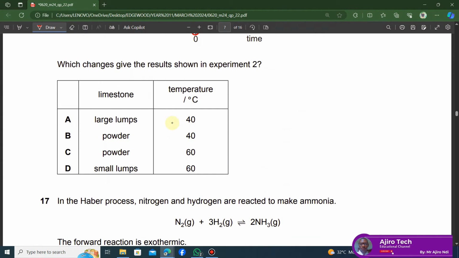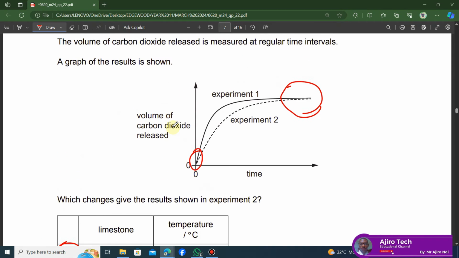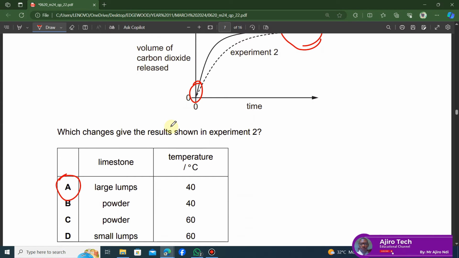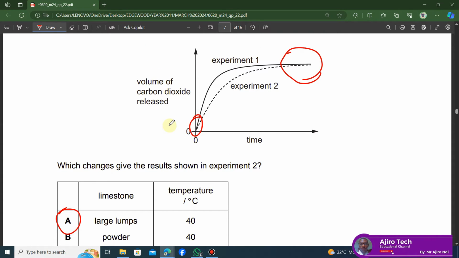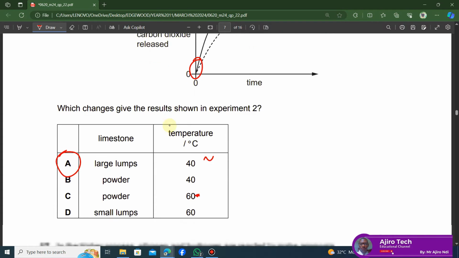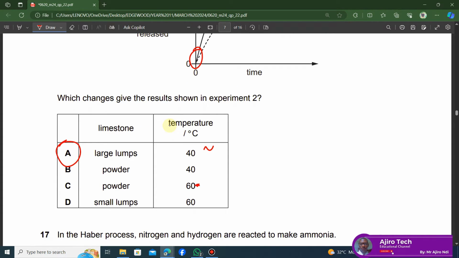Okay, and that makes option A the correct answer to that. Using large lumps means that the surface area has been reduced, so we have a less steep curve. Since they are the same conditions, you still produce the same volume of gas. That's why I picked an option with 40 degrees Celsius and not 60, because 60 is changing the conditions of the reaction, which would produce something entirely different. So that is how to go about that.